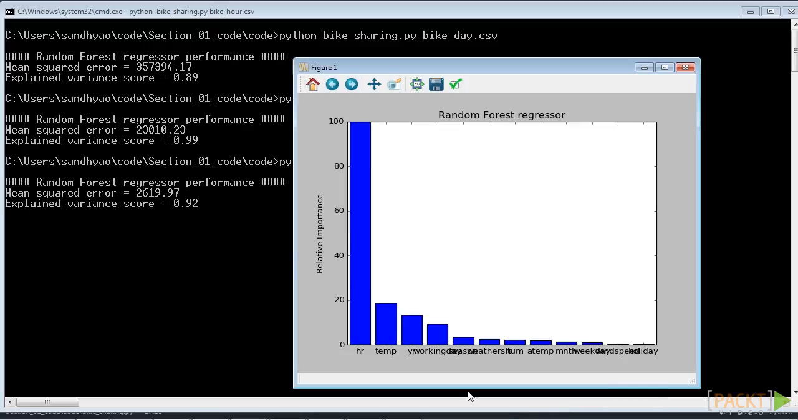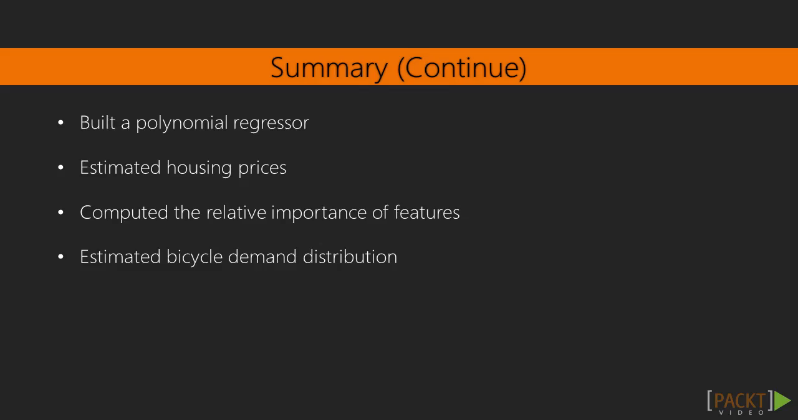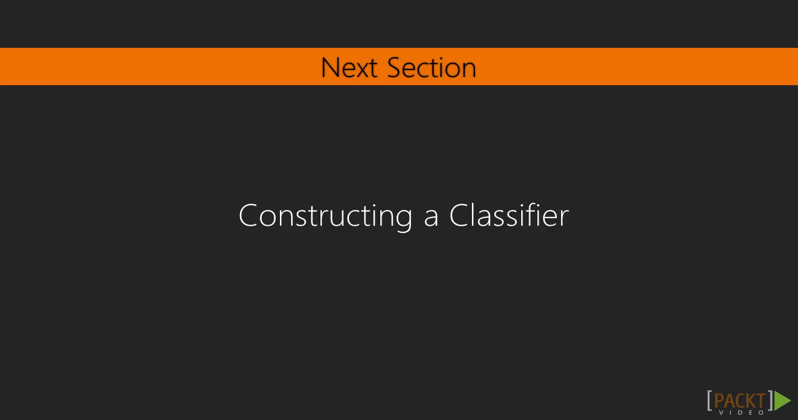Great! So that's all about bicycle demand distribution. Cool, isn't it? In this section we learned pre-processing data and label encoding. Then we looked at various regressors, and finally we used those concepts to solve real-world problems of estimating housing prices and bicycle demand distribution. Awesome! In the next section, we'll take a look at classifiers.